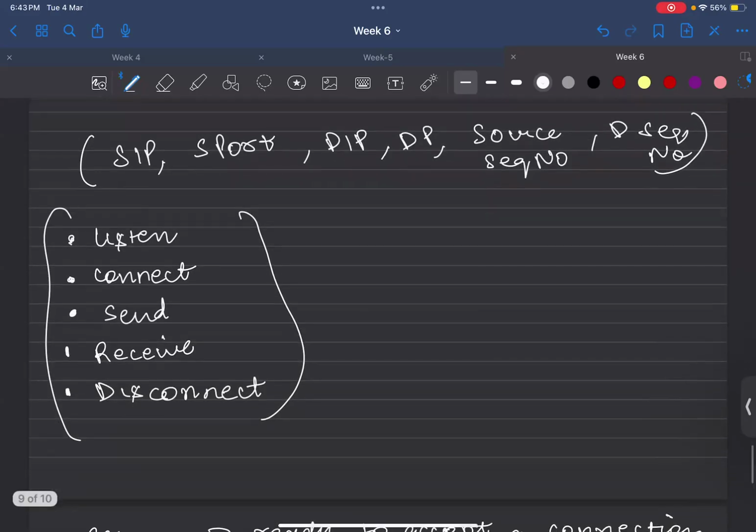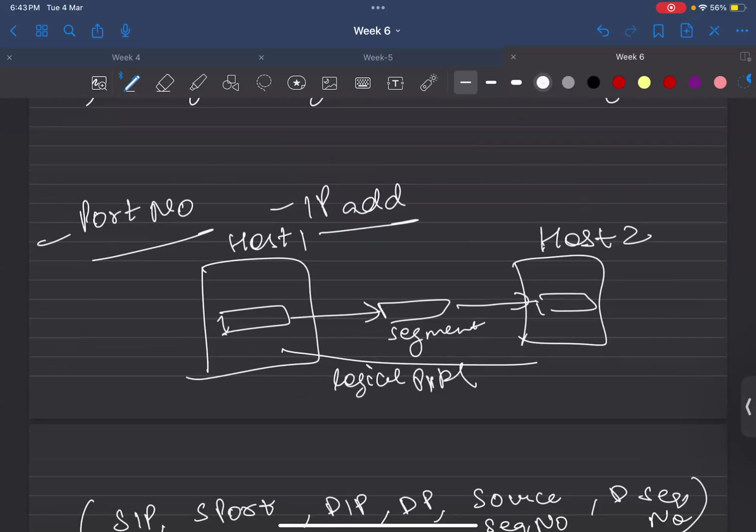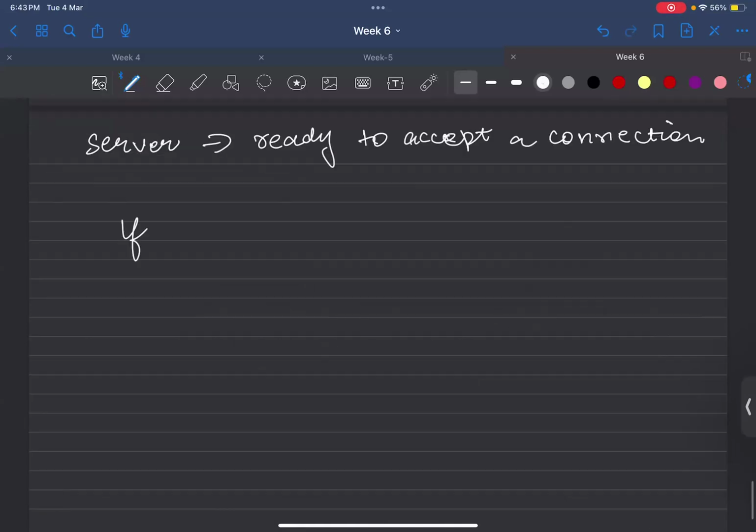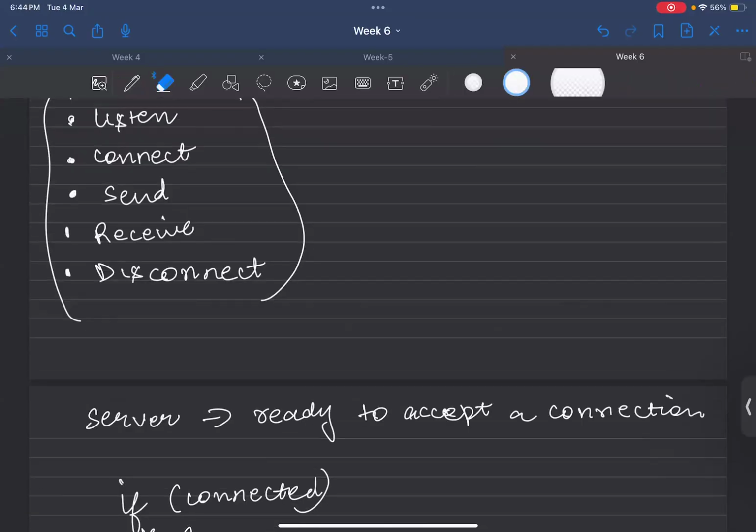If we are sending or receiving a message before connecting, obviously that message will be invalid. So first connect, and then, if connected, then send. Else, I have to wait for the connection. Same on the receiver side: if connected, then receive. Otherwise, wait for the connection. Before sending or receiving, the system has to initiate a connection in simple words. And then we come to disconnect, which is basically releasing a connection.